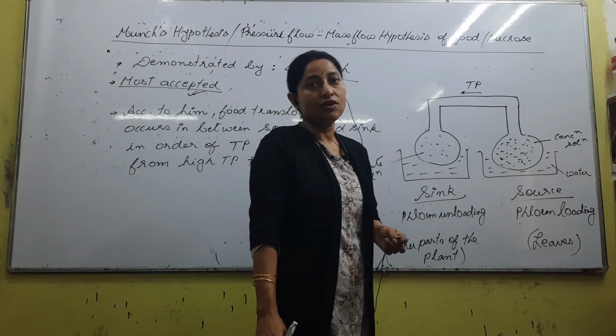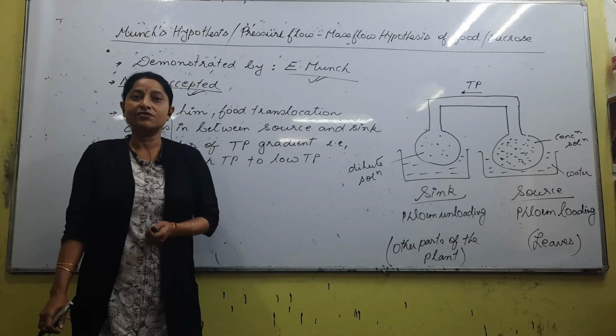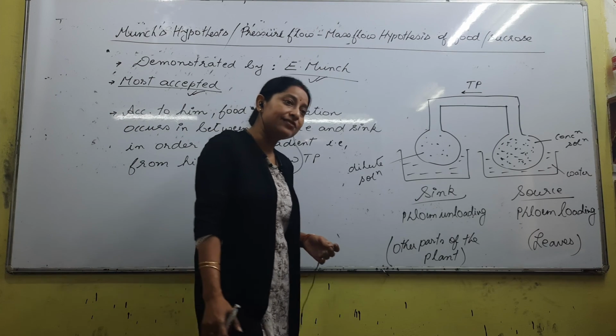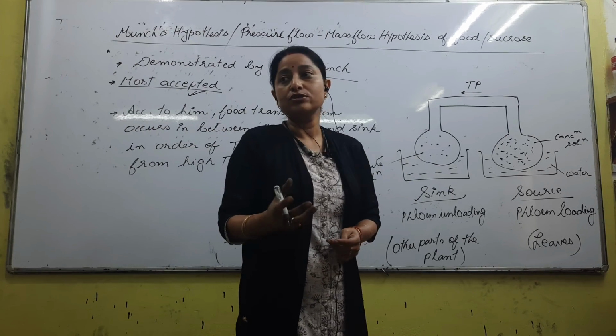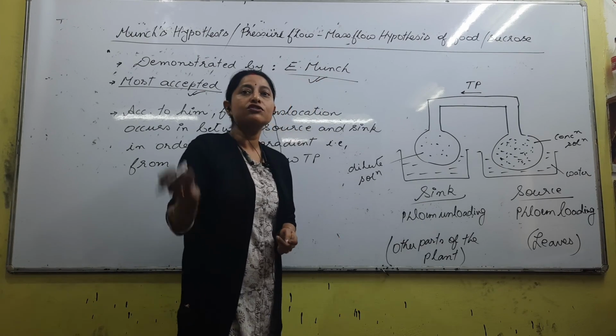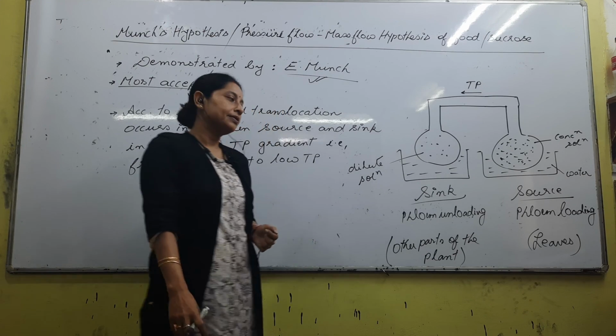What happens in the leaves? Photosynthesis happens in the leaves, the food will get synthesized, so obviously the solutes will increase. If the solutes increase, osmotic pressure will increase. If osmotic pressure increases, water potential decreases, and ultimately endosmosis will take place. Water will enter, cells swell up, turgor pressure will develop, force will develop, and from the leaves it will be pushed to the different parts of the plant body. That's all.